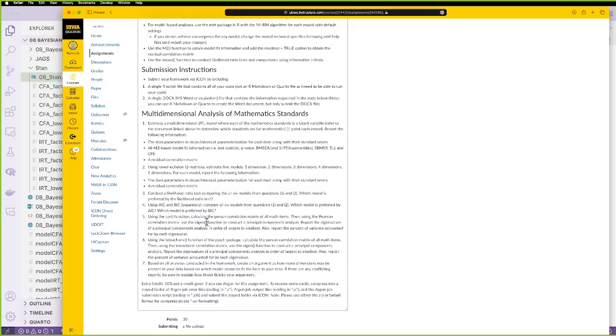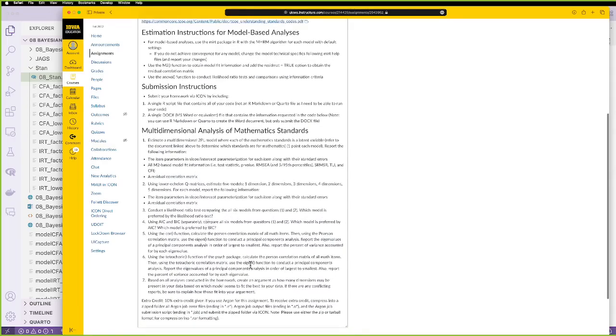This homework is all using, with the exception of question 5 and question 6, I'm asking you to use the MIRT package and the Metropolis-Hastings-Robbins-Monroe algorithm to estimate this. The reason for that is these multidimensional models, like with 5 dimensions, or 4, which is really what you'll be estimating as a confirmatory sense, might take quite some time. So be prepared for that to happen.